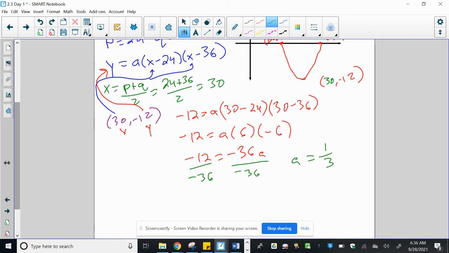So now we could write out our original quadratic function up here, substituting in the a value that we know. So our function will be y equals 1/3 times x minus 24 times x minus 36.